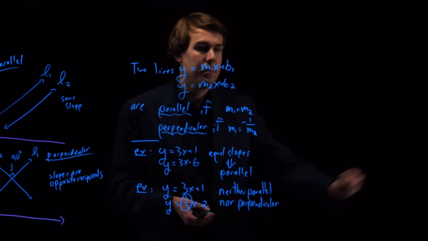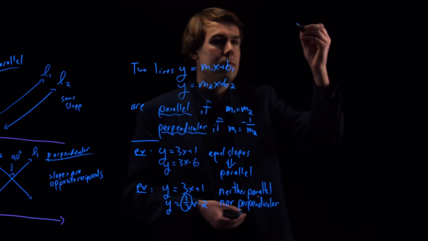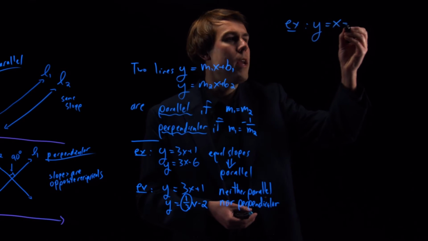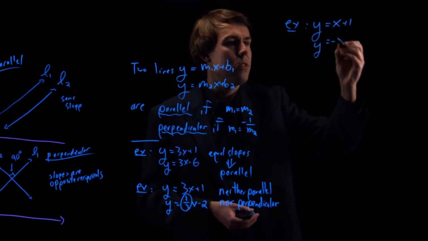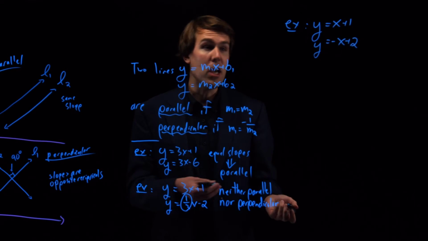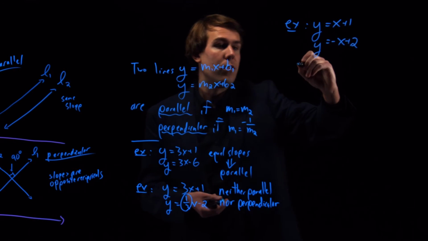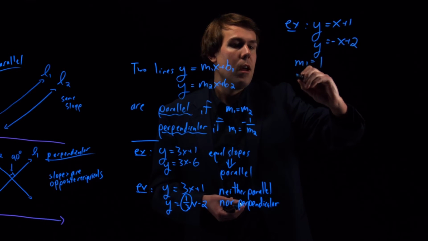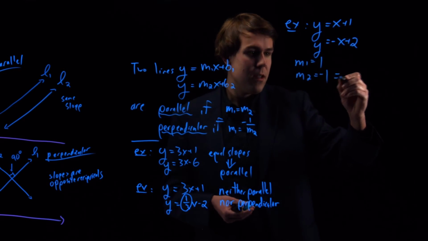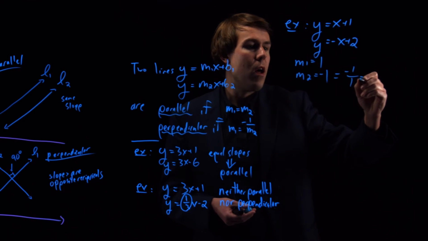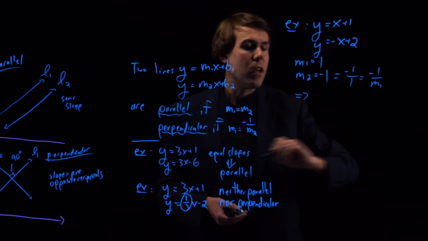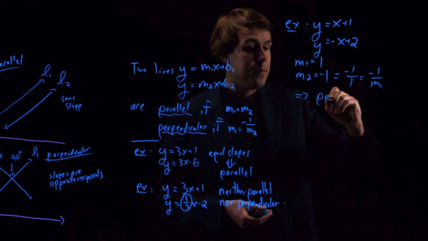Let's look at another example. y equals x plus 1 and y equals negative x plus 2. And we ask about the slopes. Are they equal? Well, no in this case. The first slope is 1 and the second slope is negative 1. So they're not equal. But they are opposite reciprocals, because this is the same as negative 1 over 1, which is negative 1 over m1. So from this observation, we conclude that the lines are perpendicular.